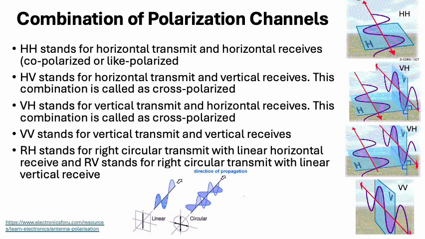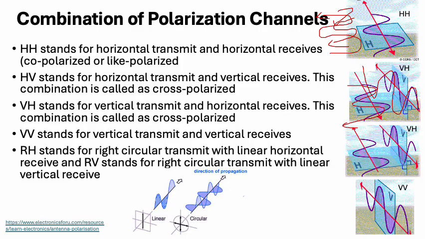HH stands for horizontal transmit and horizontal receive, which is also known as copolarized or like polarized. So you can see here the energy is horizontally transmitted and it is received also horizontally. That's why it is known as HH. The next polarization combination is HV. Energy is transmitted horizontally and received vertically. That is called HV. This combination is called cross polarized.